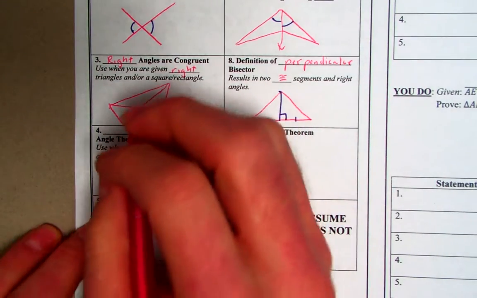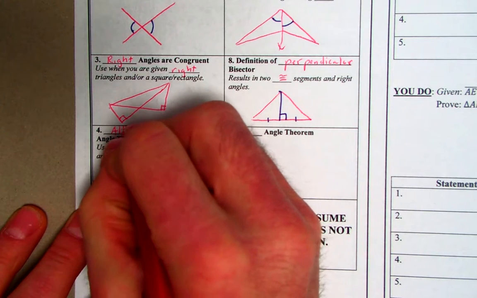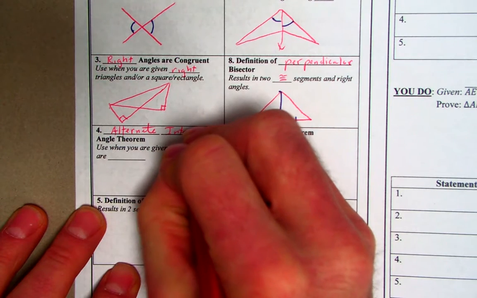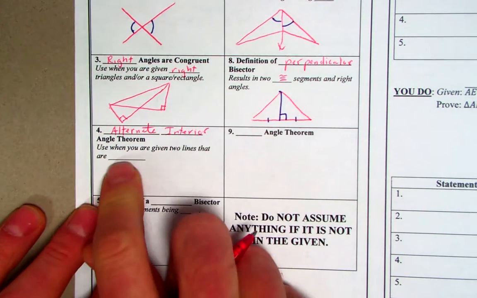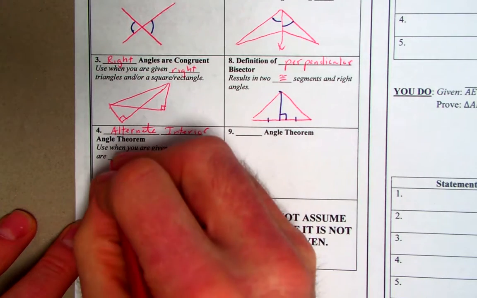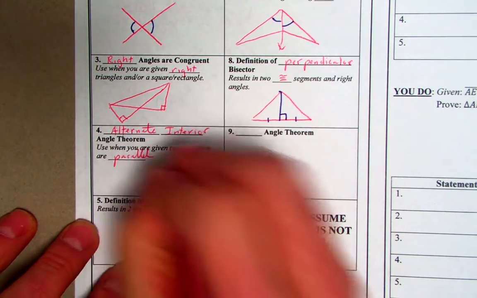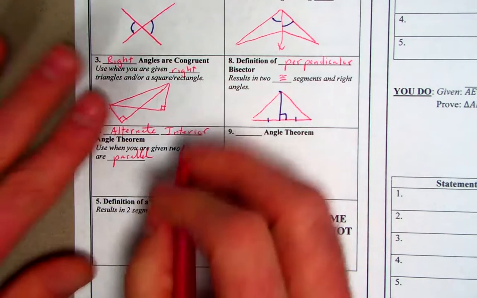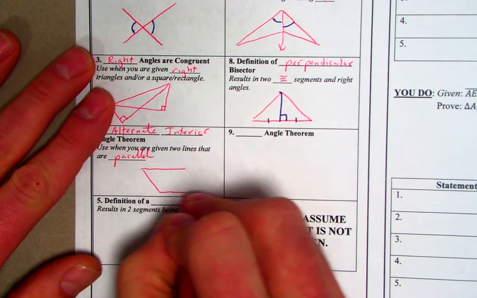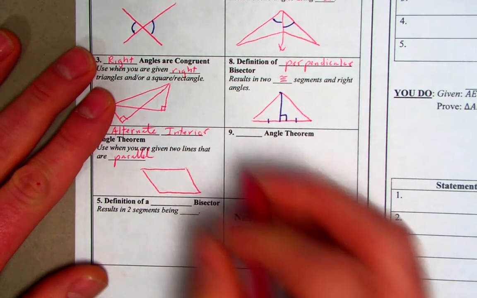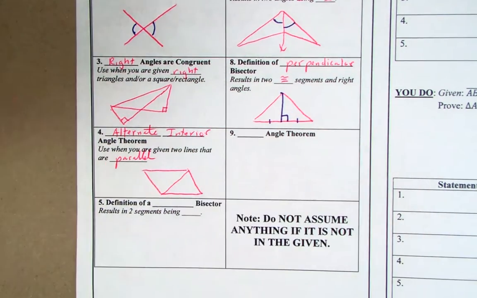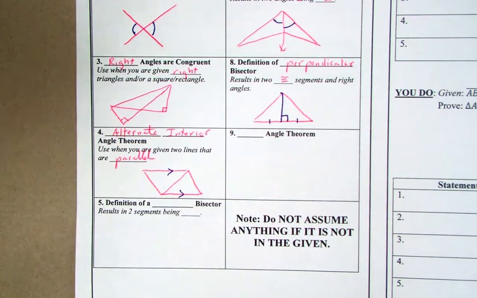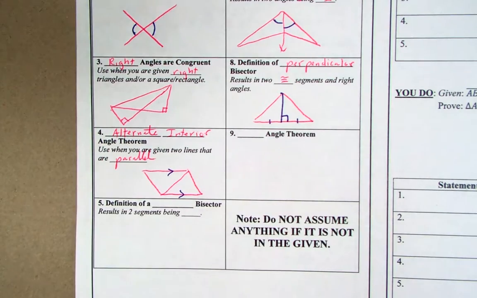The alternate interior angle theorem is a common one. Use it when you're given two lines that are parallel. So if you have a diagram with parallel lines, look for alternate interior angles. A lot of times you might see something that looks like a parallelogram that's been divided into two equal parts, or just divided down the middle, and we have parallel lines. Well, that forms alternate interior angles in two triangles.